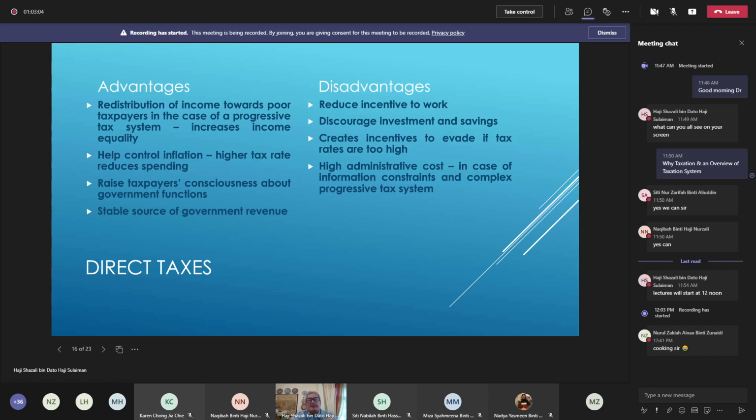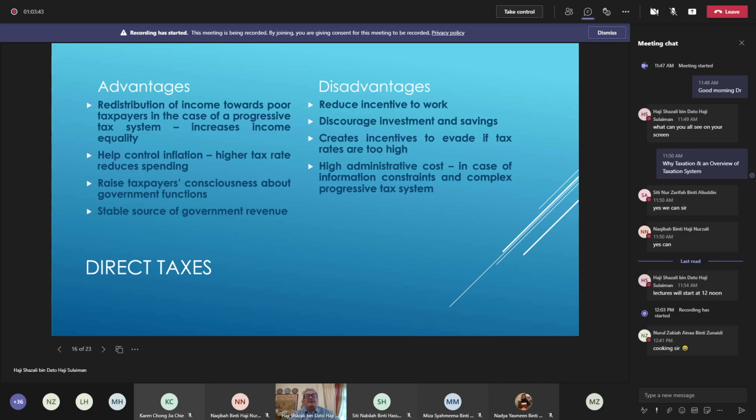Reduces incentive to work. Sometimes because if you're taxed too much at a higher level, then why do I want to go from 25% to a 40% tax rate if I get additional income? Discourage investment and savings, because the higher tax you pay, the lower your disposable income. That means the less you have for investments and savings. Creates incentive to evade tax if the rates are too high. So if I'm paying far too much tax, I'm going to find ways by hook or by crook to try and reduce my tax liability.